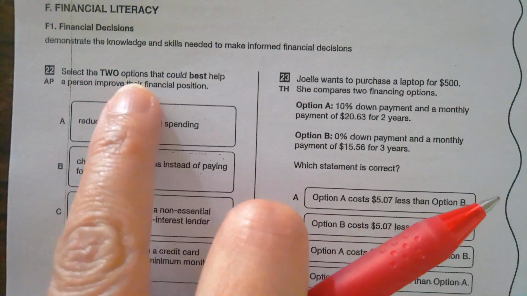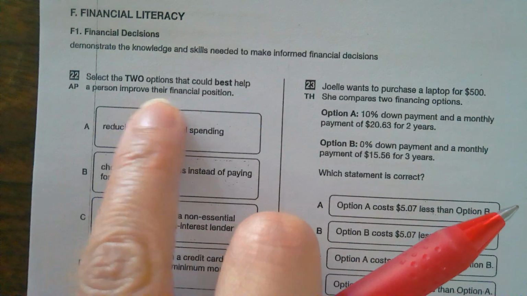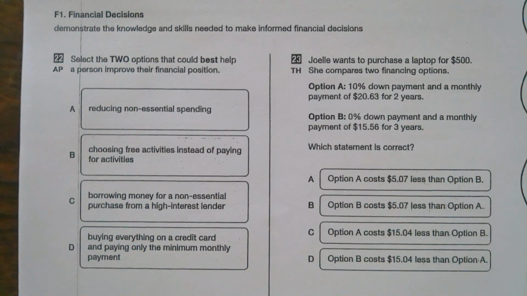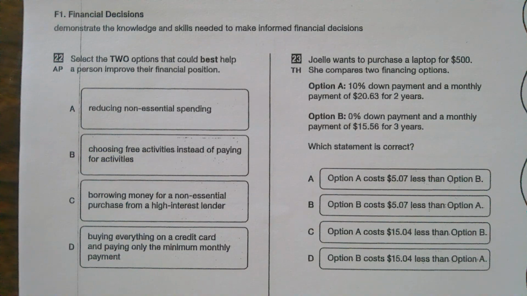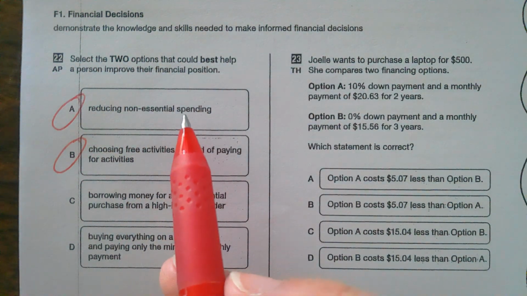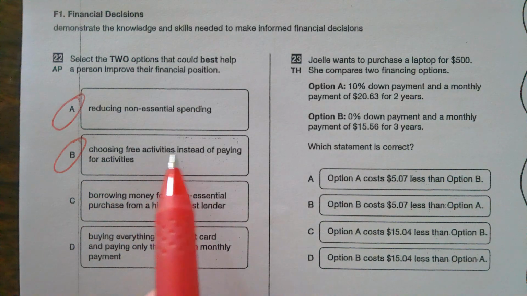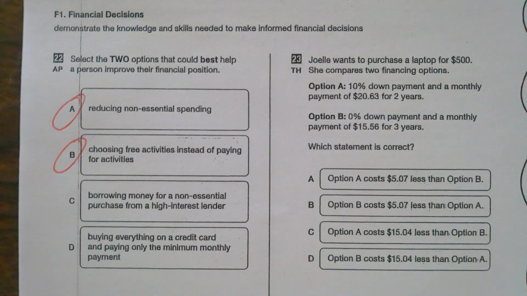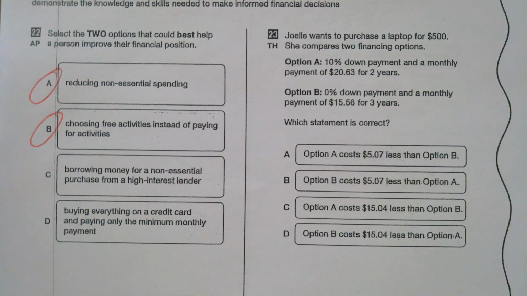Financial literacy. Select the 2 options that could best help a person improve their financial situation. Margaret, what did you choose for 22? Page 9, 22? A and B? Okay, reducing non-essential spending, so don't go to the movies every week. And then choosing free activities instead of paying for activities. So watch the movie at home, stream the movie rather than go to the movie theater, for example. Okay. And then last one, 23 of the set.